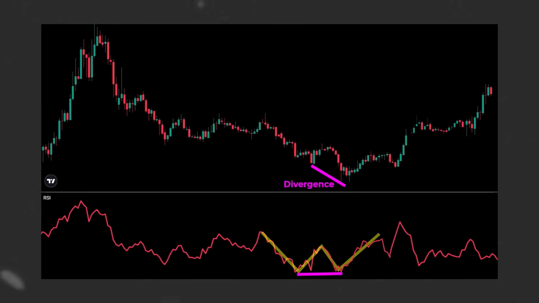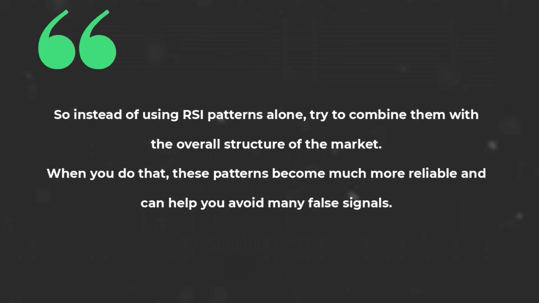Another powerful confirmation is divergence. If an RSI pattern appears at the same time as a divergence between price and RSI, the probability of a reversal often becomes stronger. If you want to understand divergences better, we already have a full playlist about RSI divergence on this channel. I highly recommend watching it. You can find the link in the description below. So, instead of using RSI patterns alone, try to combine them with the overall structure of the market. When you do that, these patterns become much more reliable and can help you avoid many false signals.